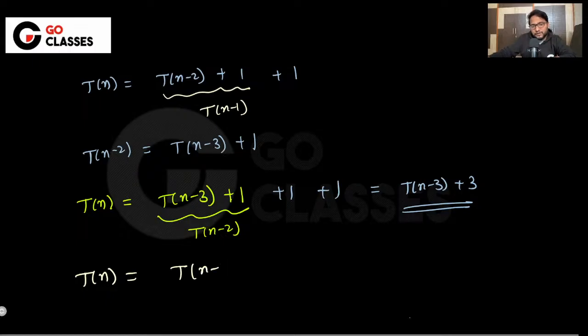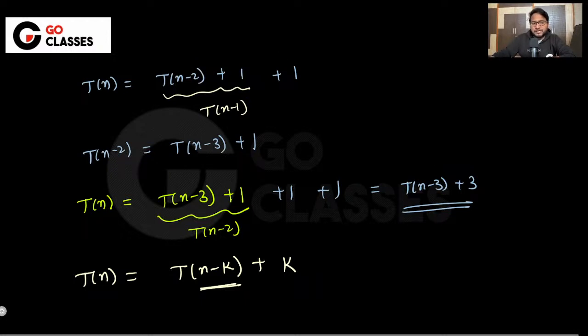So if I just ask you what is the value of n minus k plus k, you will say that if this is n minus k, then in the summation it will be plus k. If it is n minus 3, then we have observed that this is plus 3, right? Similarly, if it is n minus 2, then this is plus 2. So that's why if it is n minus k, then this is k.